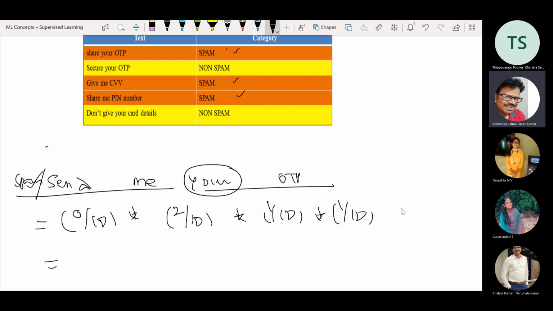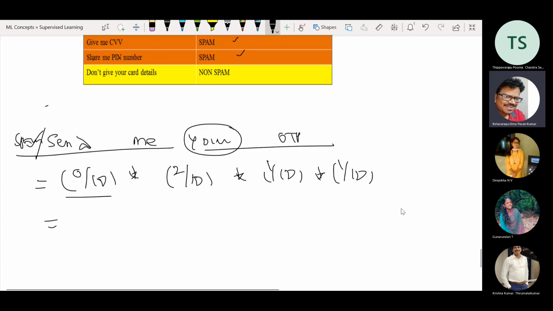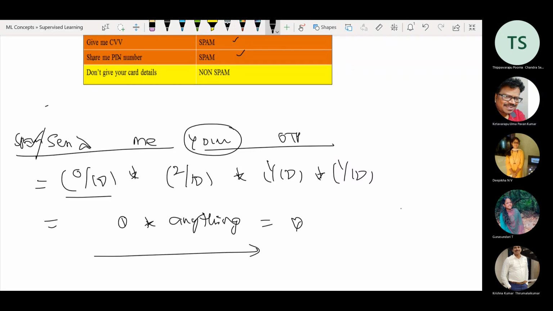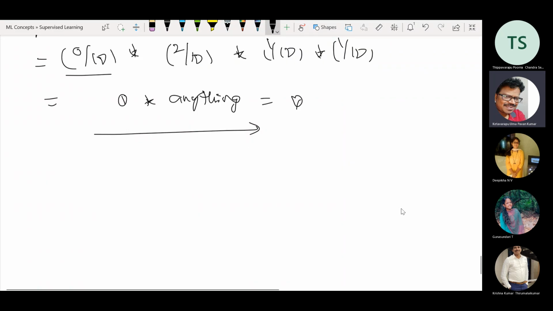But there is a danger, friends. In the multiplication, if you are observing zero into anything, it becomes zero. But our goal is not satisfied that way. In these kinds of considerations, we need to observe one more property, because in naive Bayes, SVM, decision tree, definitely we have to remember these things, friends. Those things are nothing but Laplace estimation.